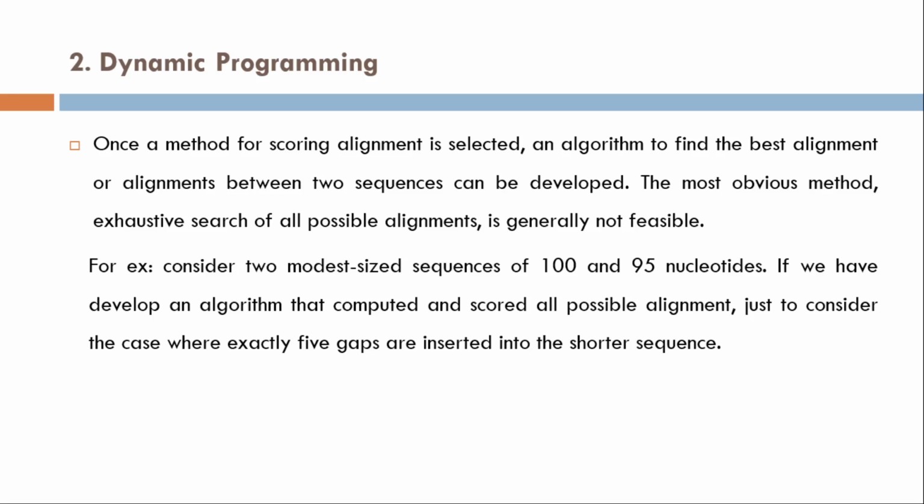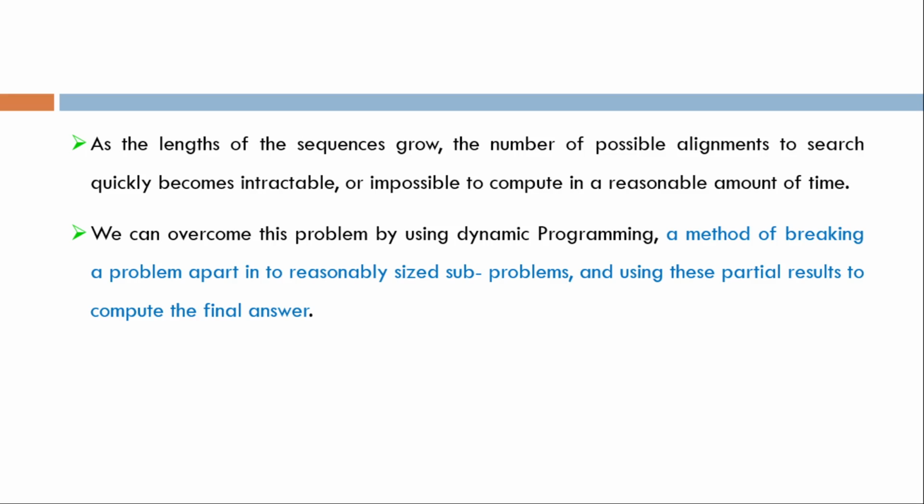Alright. So consider two modest size sequences of 195 nucleotides. If we have developed an algorithm that computes and scores all possible alignments, just consider the case where exactly 5 gaps are inserted into the shorter sequence. So as the length of the sequence grows, the number of possible alignments to search quickly becomes intractable, or impossible to compute in a reasonable amount of time, as already discussed.